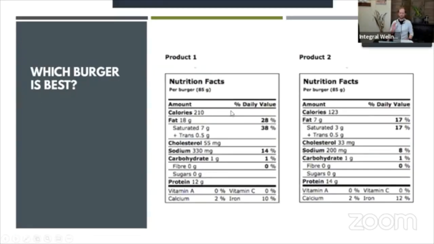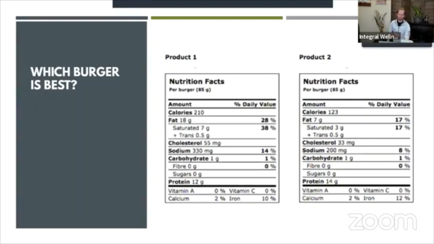So product 1, product 2. These are 2 types of burgers. So which one is better for you, right? So we want to look at, first off, the portion sizes. They're exactly the same. It's per burger patty. So we have 85 grams, 85 grams. Looking now down to the calories. Burger 1 has 210 calories and burger 2 has 123. Right. So first off, burger 2 is better.